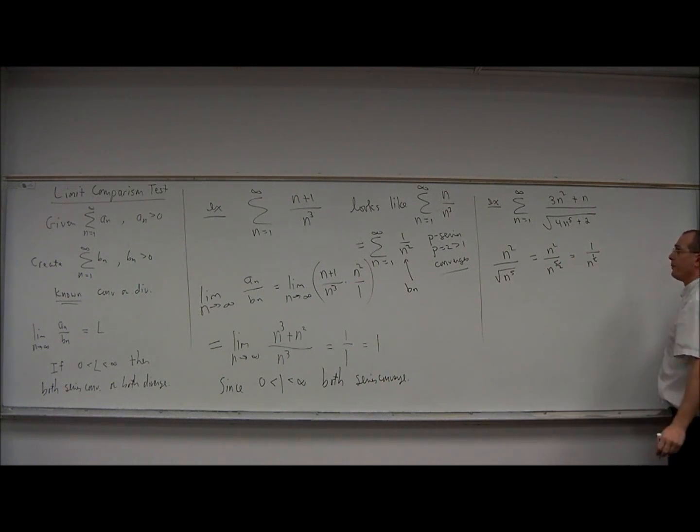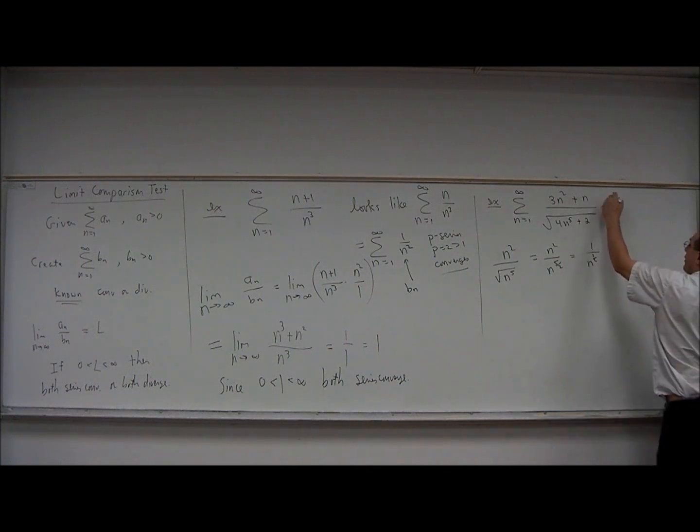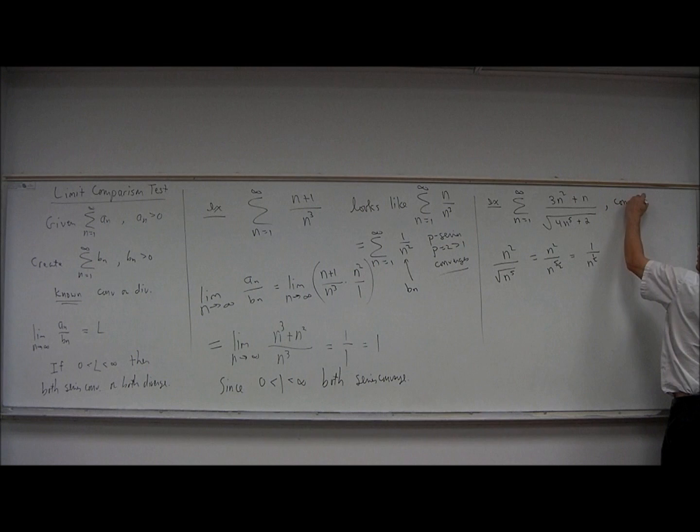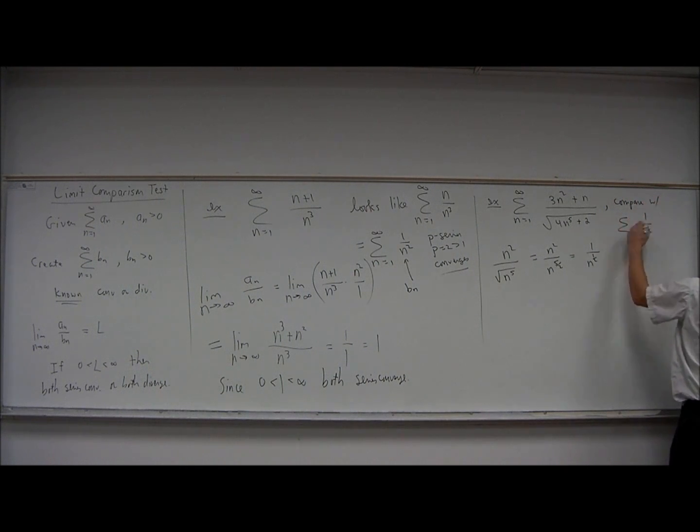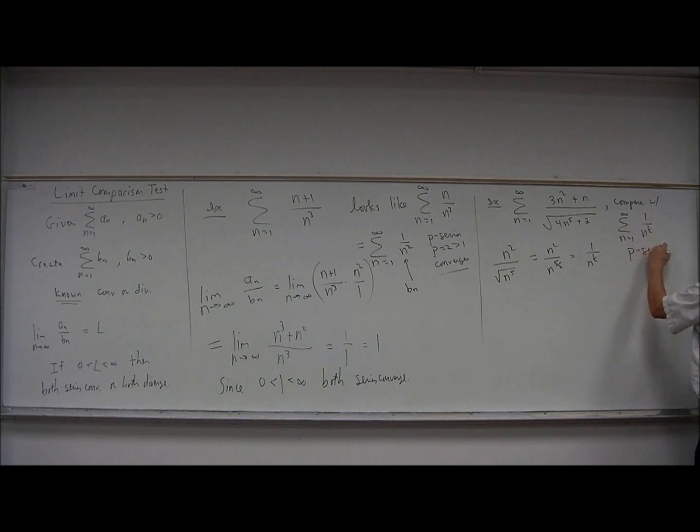So I'm going to try a limit comparison with the summation of 1 over n to the 1 half, n equals 1 to infinity. This is a p-series. P is equal to 1 half. The rule there is if the p value is less than or equal to 1, then the series diverges.